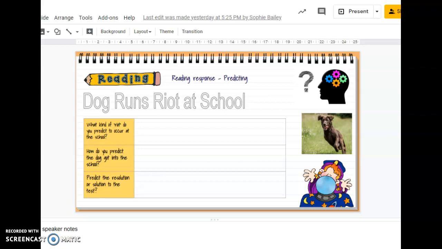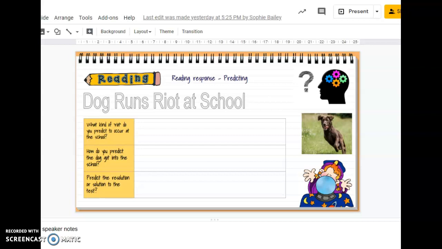So if you're running havoc, causing mischief. So doing something to cause a bit of a scene. So a dog is causing a bit of a scene in a school. Okay, so what kind of school do you think it is? So I've given you 3 specific questions today in which I would like you to base your predictions around for this text. Okay, so the first question is, what kind of riot do you predict to occur at the school?